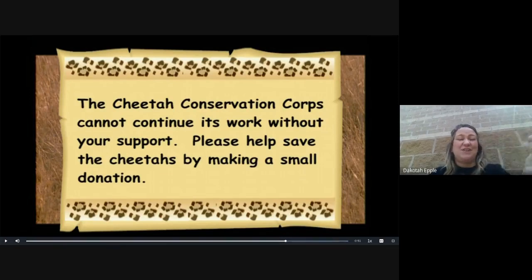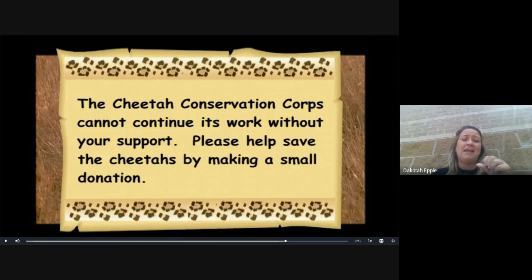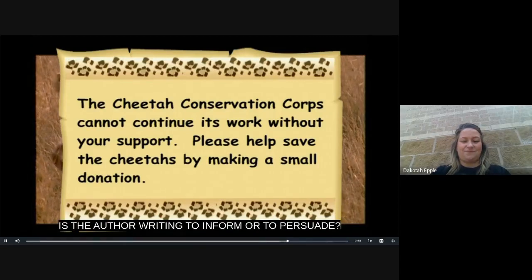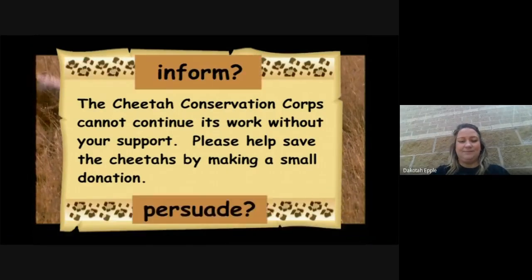So they want you to donate some money, or not you exactly, but they want people to donate money to help save the cheetahs. So think, are they giving us information, facts, and details, or are they trying to get us to do something or think something? What is the author trying to do? Think about it. Is the author writing to inform or to persuade?